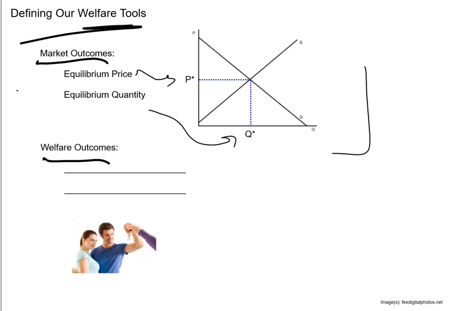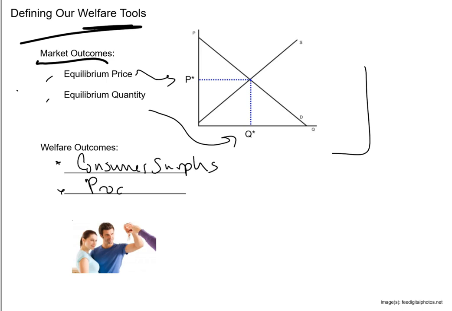Equilibrium quantity, right, it's where the quantity demanded is equal to the quantity supplied. It's the total amount of transactions. So we can think about it either in terms of the amount that buyers purchase, or we can think about quantity as being the amount that sellers produce. We want to look at two main welfare outcomes, right? So prices and quantities are our two market outcomes, and our welfare outcomes come in two flavors. We've got consumer surplus and producer surplus.